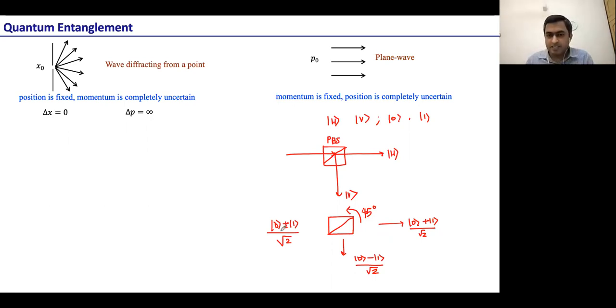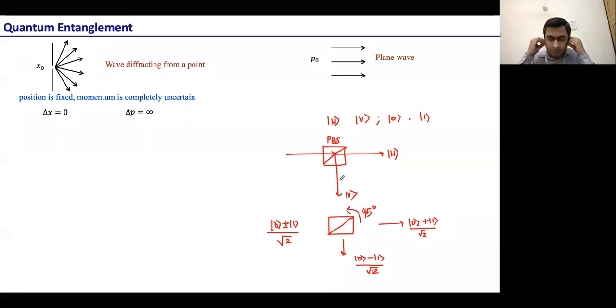I mean, if I send 0 + 1/√2, for example, in here, then half the time it will go this way, half the time it will go that way. But to know it is actually 0 + 1/√2 using this detector, I will have to do an infinite number of measurements. Only after that I can say it's 50%, 50%.